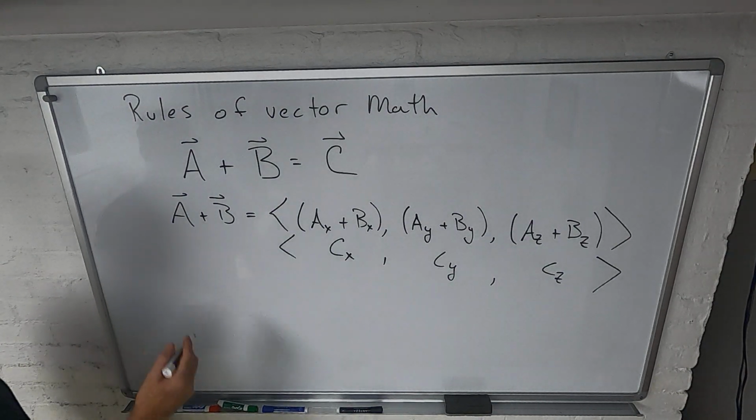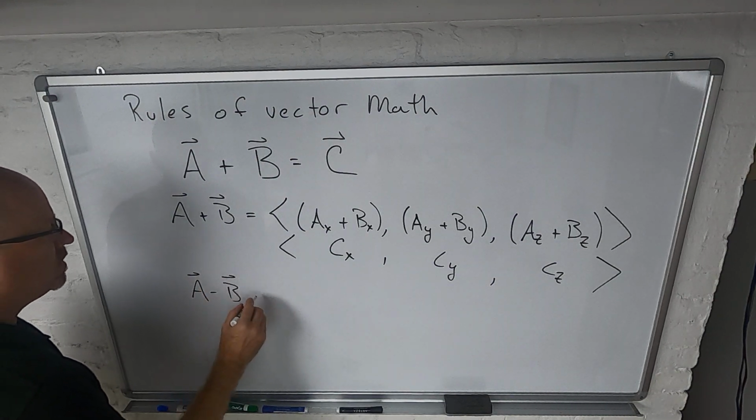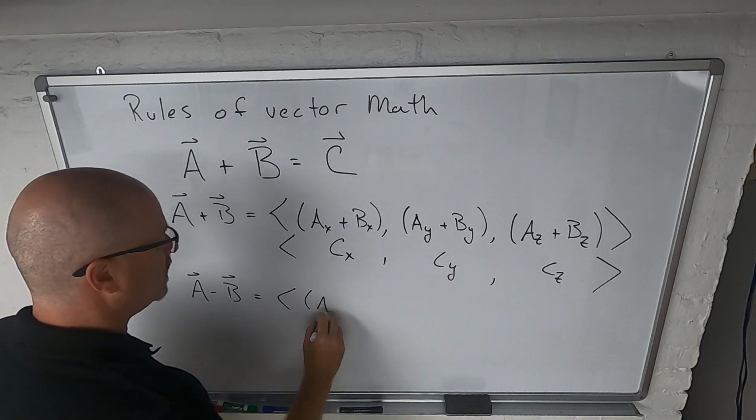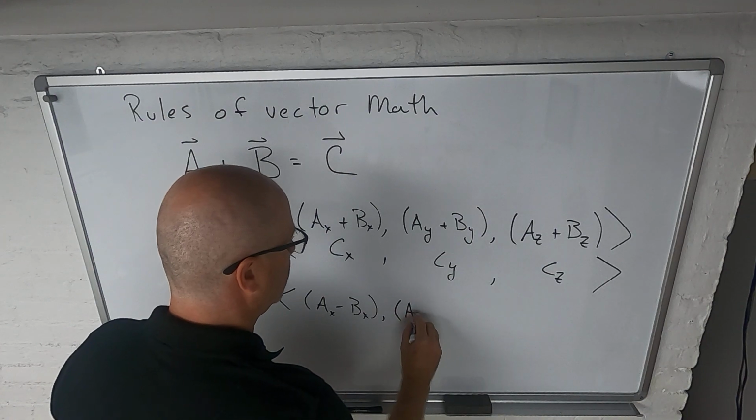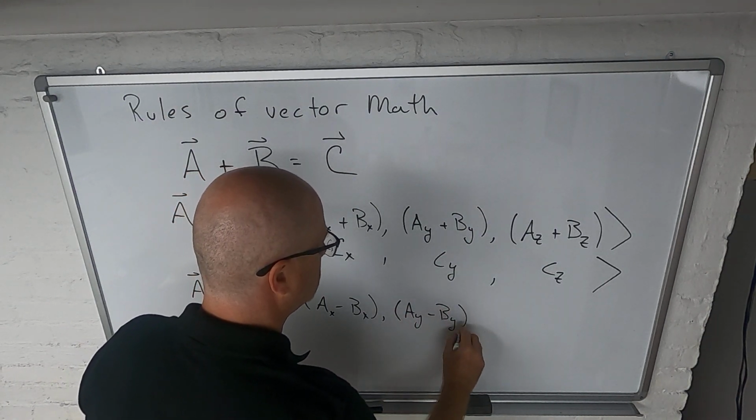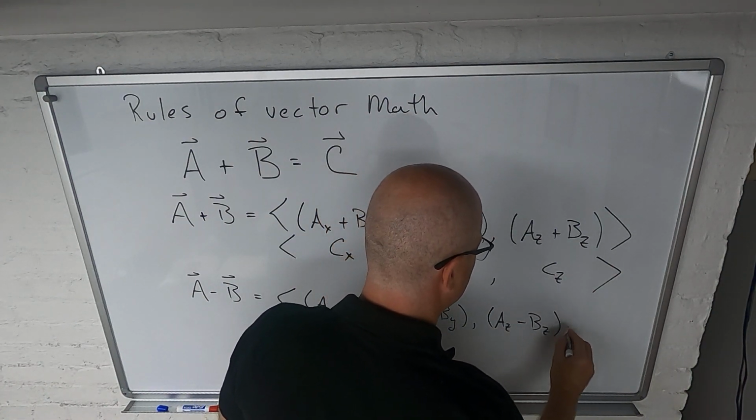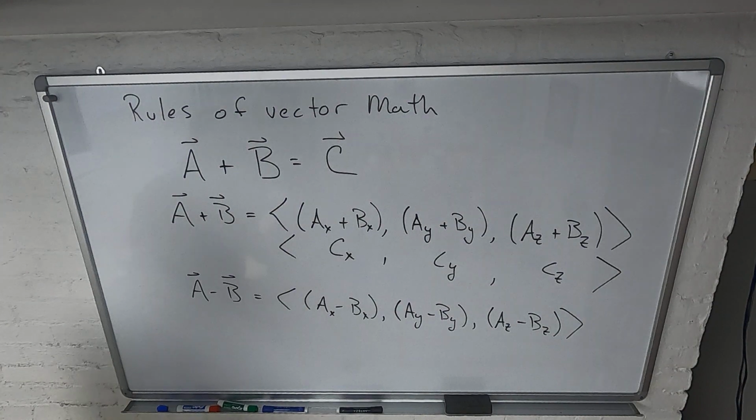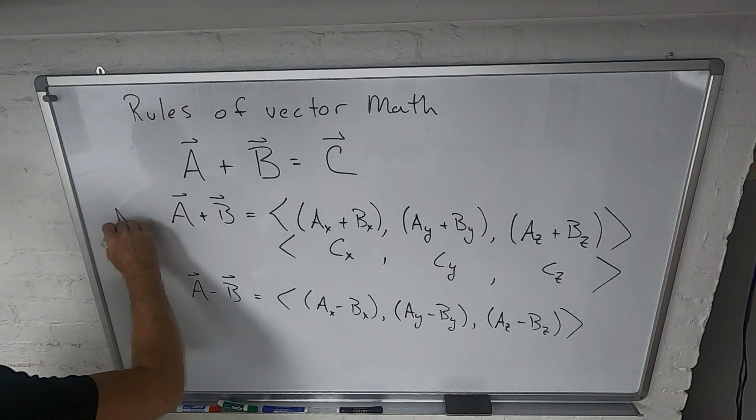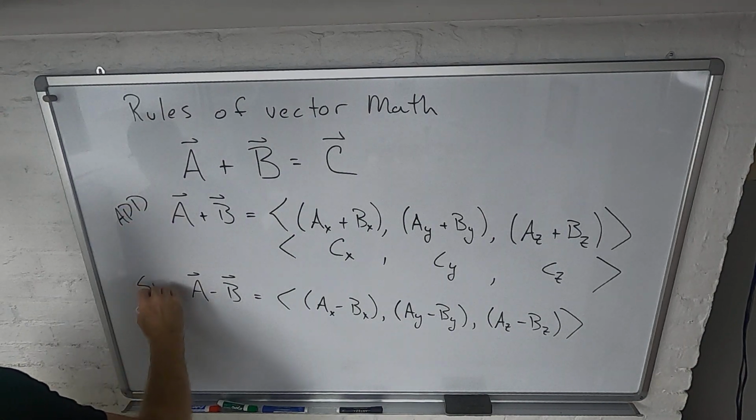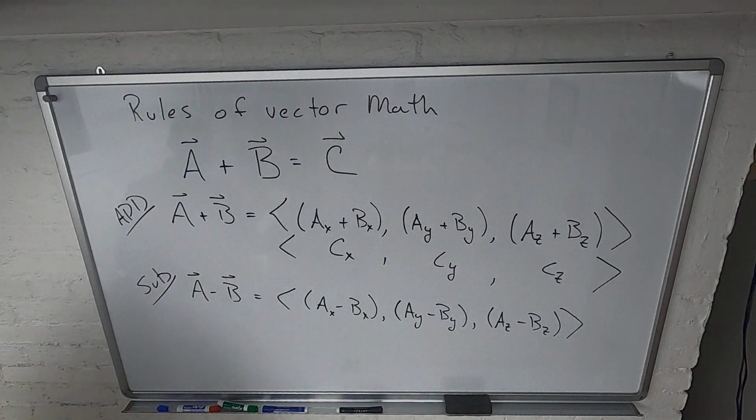And the corollary of this is, of course, subtraction. a minus b is just the same. So it's ax minus bx, ay minus by, and az minus bz. And then these, of course, are the new values for c that you would get through subtraction. So add and subtract. Each of these gives us a unique new vector.